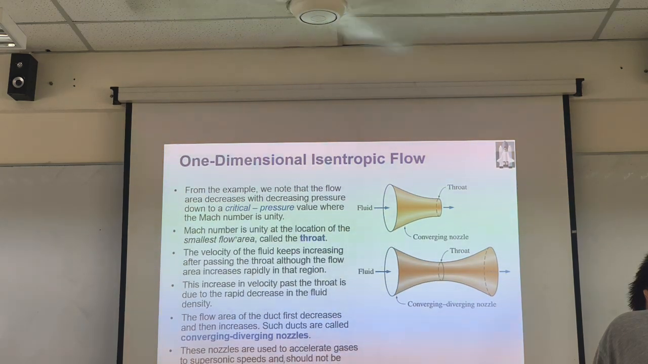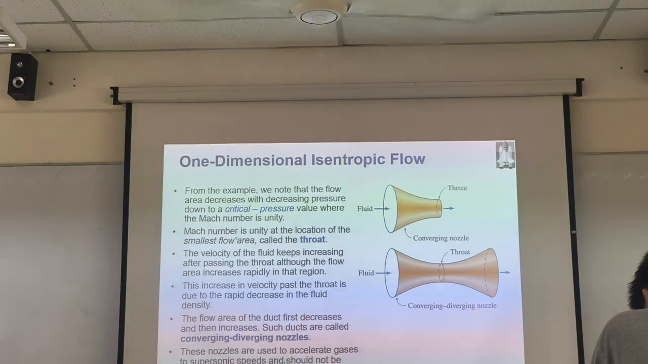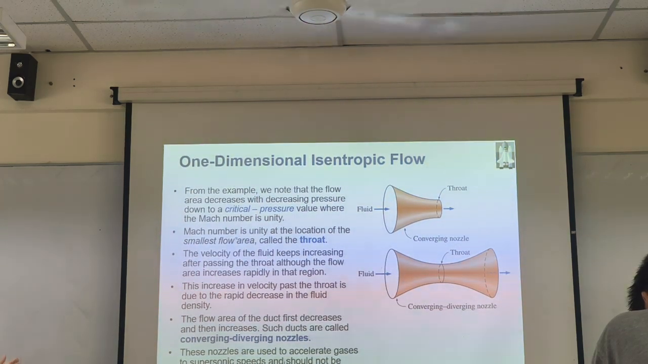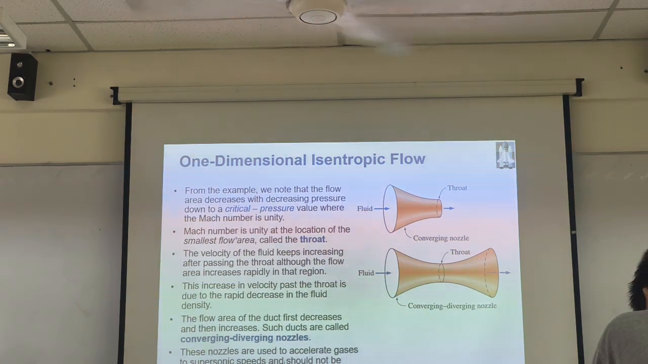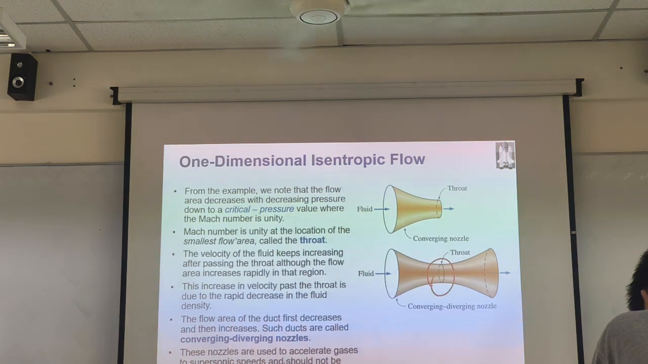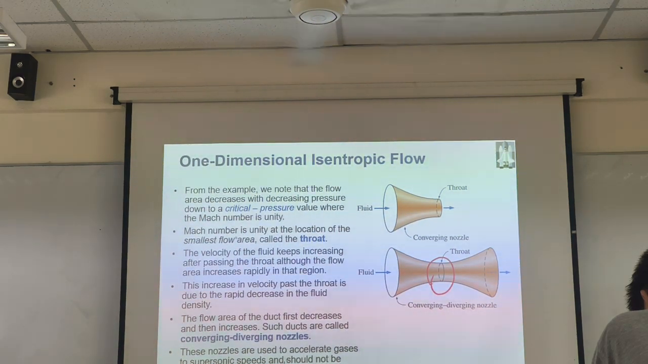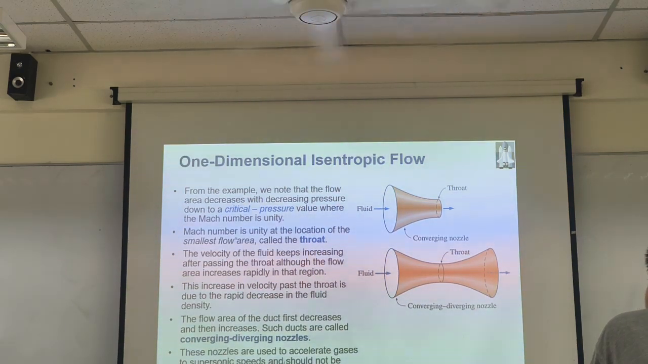So the flow area of the duct first decreases and then increases. Such ducts are called converging diverging nozzles. There is also something called a venturi nozzle that looks the same, but that one is not actually a converging diverging nozzle, because that one is for incompressible flow. So the area is called the throat. If you get Mach number equals 1 at that point, then it means you have a throat, because at that point you cannot go higher, that's why it's called the throat.